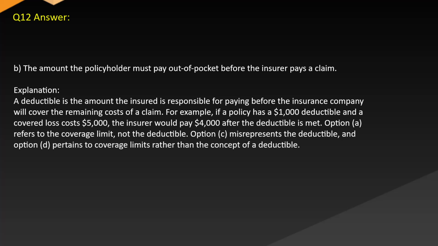Explanation: The deductible is the amount the insured is responsible for paying before the insurance company will cover the remaining costs of a claim. For example, if a policy has a $1,000 deductible and a covered loss costs $5,000, the insurer would pay $4,000 after the deductible is met. Option A refers to the coverage limit, not the deductible. Option C misrepresents the deductible, and Option D pertains to coverage limits rather than the concept of a deductible.